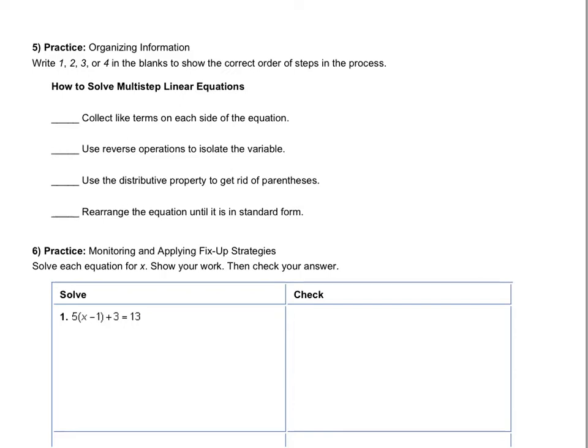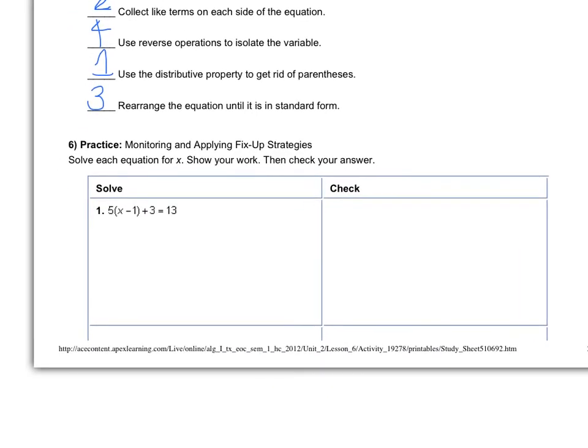So when we're solving equations with the distributive property, the first thing we're going to do is use the distributive property to get rid of the parentheses. The second thing we're going to do is collect the like terms on each side of the equation. Then we're going to rearrange the equation until it's in standard form. Then we're going to solve by using the opposite operations. So let's just talk about what all this means. So if we're going to solve this, x is on one side, number is on the other. Before we can do any solving, we've got to get rid of these parentheses.